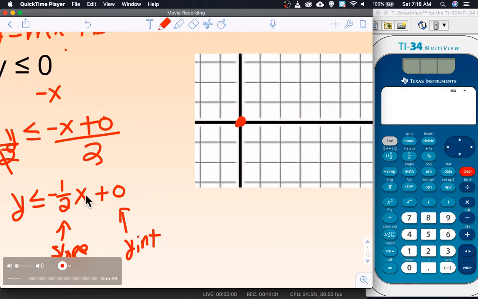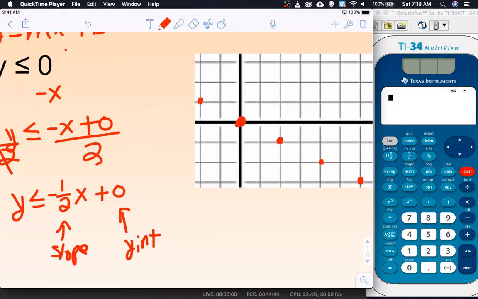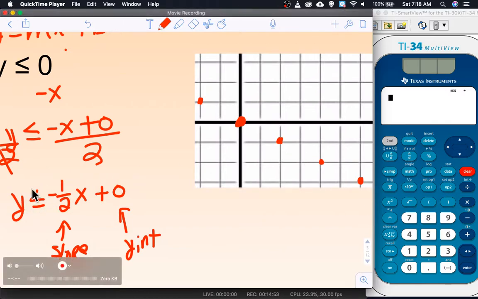My slope is -1/2, meaning from this point, I'm going to go down 1 over 2. Remember, over is always to the right. Down 1 over 2. Down 1 over 2. And in reverse. I have to decide if this is going to be a solid line or a hollow, dotted line. Well, looking at our inequality, this would be a solid dot, so this will be a solid line.